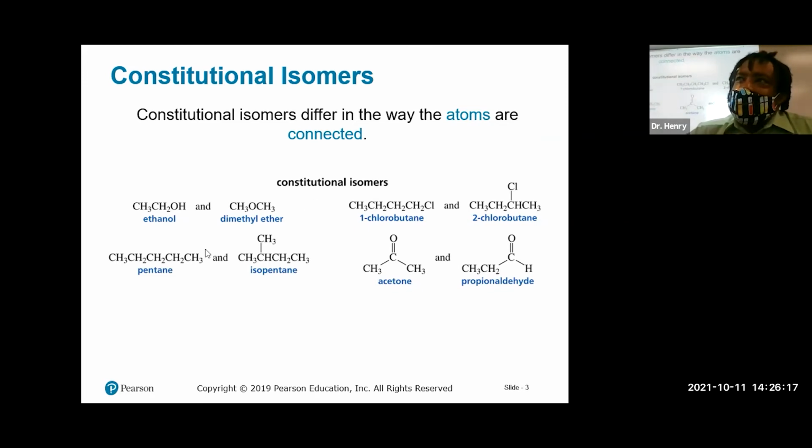Okay, so back to this. Here we have pentane and isopentane, right? In this case, again, the connections are different. It's clear, okay? So here we have one chlorobutane and two chlorobutane. The location of the chlorine is at a different location, a different connection. So those are, again, constitutional isomers, okay?